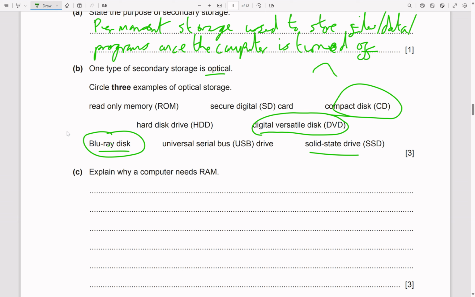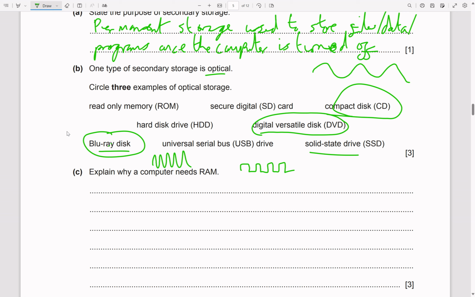Let's say a CD. Well, a CD is using a long wavelength like this. So a low frequency light. Whereas a Blu-ray is going to be high frequency, which means a shorter wavelength. And because it's a shorter wavelength, that means the pits and lands on the Blu-ray can be closer together like this.